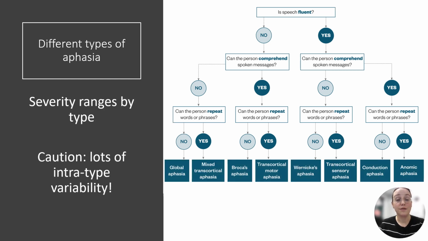The fact that severity can range within these types is the main point of this slide, just to very much hammer home there's a ton of variability within each subtype of aphasia and across all of the aphasia subtypes in terms of the language impairments and strengths that these individuals have.